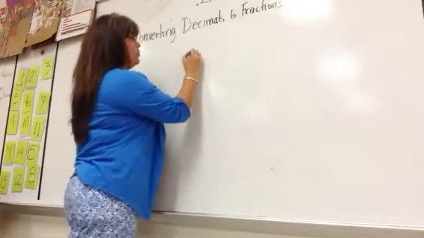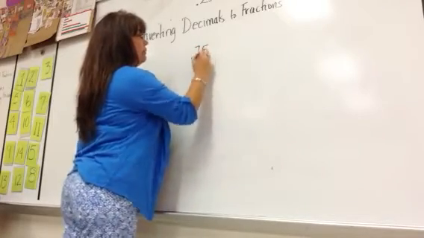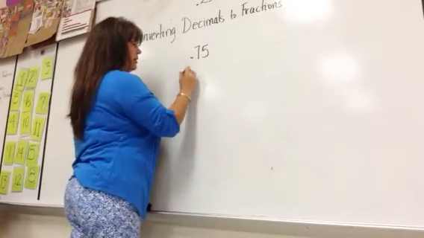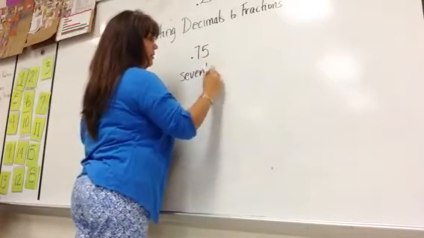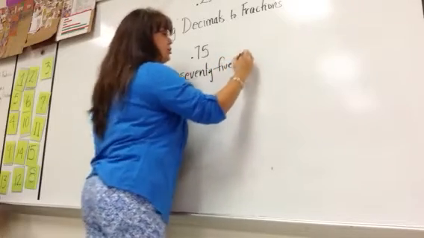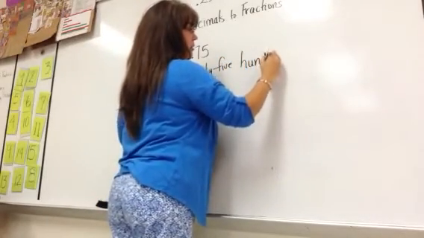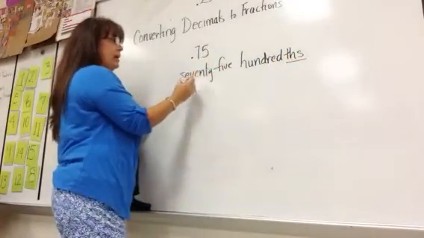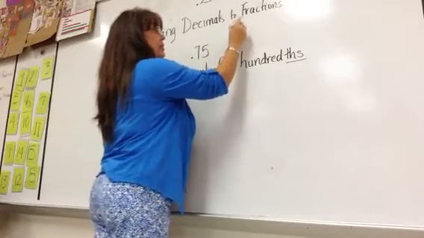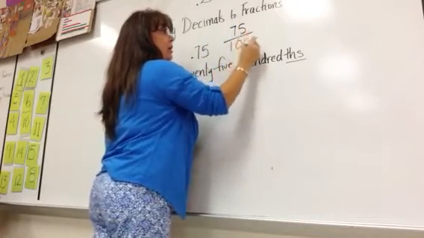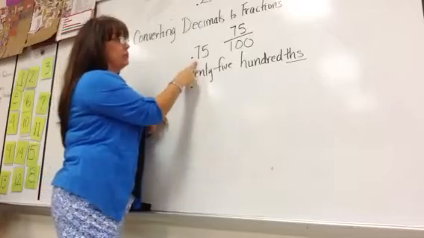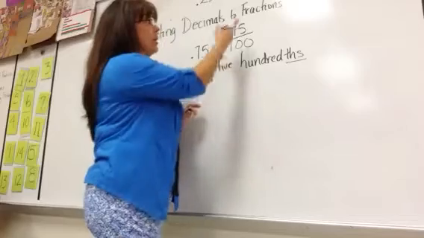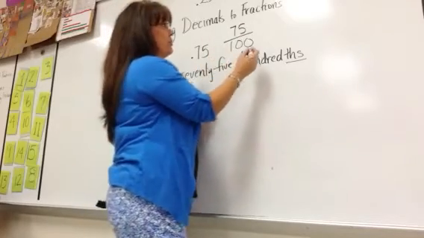Let's say we've got the decimal 0.75. Okay? First thing we know is that when we say that, it's said as 75 hundredths. So when we write that, we can write it as 75 hundredths. So we've taken a decimal and converted it into a fraction. Now we need to simplify that into the lowest terms.